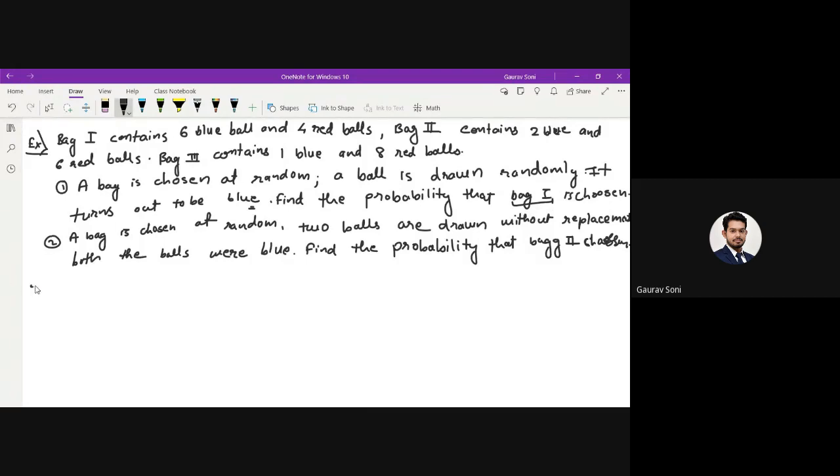So what should I define as the partition? The bag. The first partition A1 is the event that bag 1 is chosen. A2 is the event that bag 2 is chosen. A3 is the event that bag 3 is chosen.